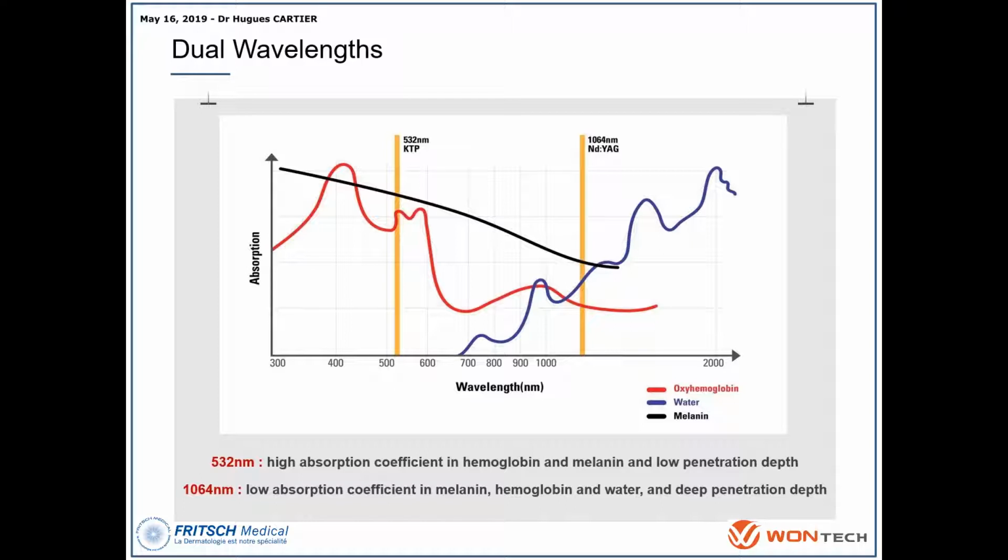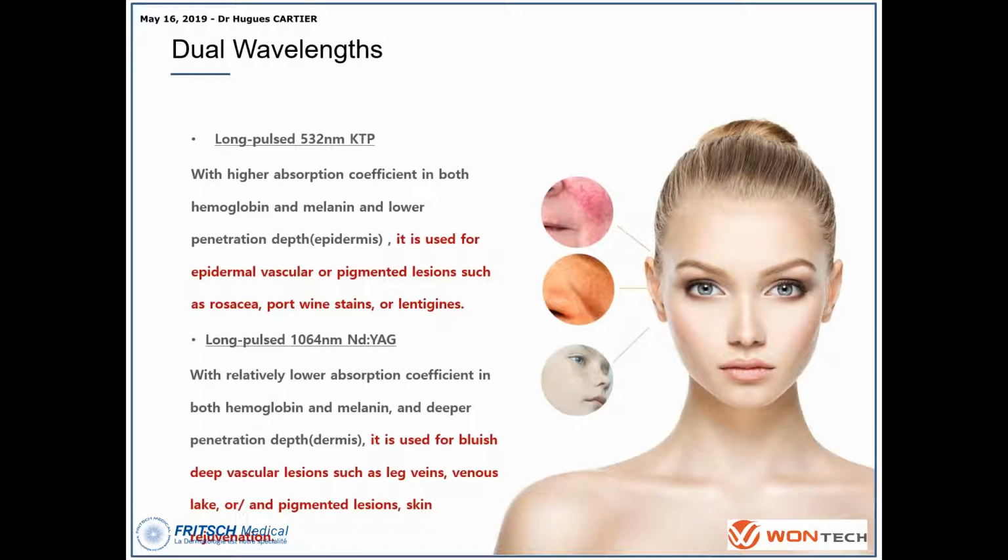So you will see in this curve that it is very important to have both, and with this device you have the possibility to cover maybe most indications in dermatology, because between the pigmentations, deep or superficial, and hemoglobin absorption for superficial and deep vessels also.